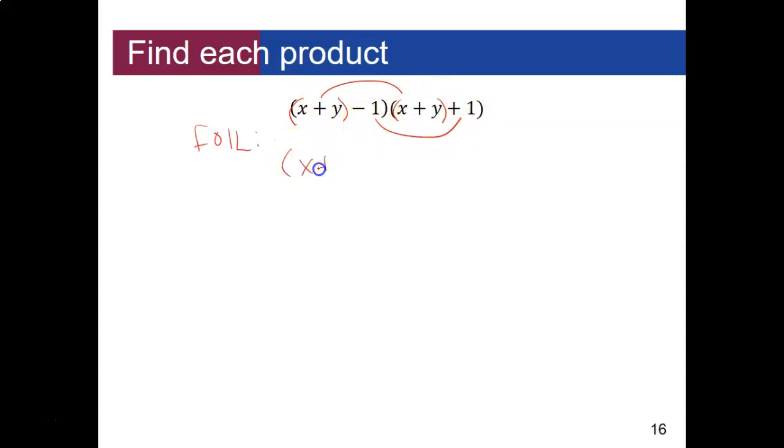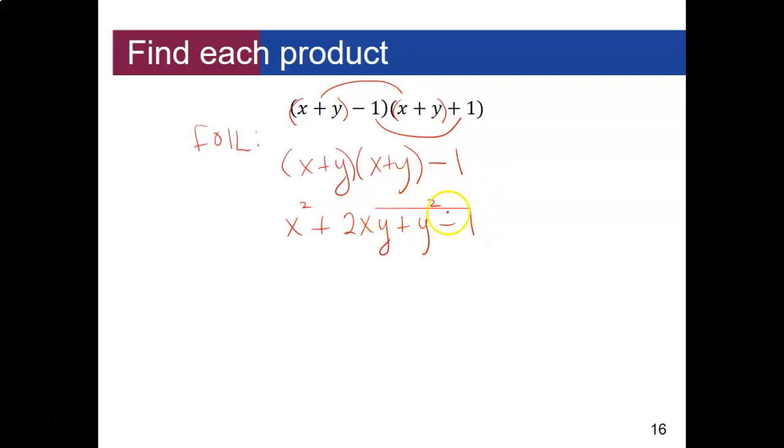So I'm going to have x plus y times x plus y. Inner and outer cancel, and then I'm going to have -1 times +1 will give me -1. I can fold this out quickly, so x squared plus, and this is actually one of those other special formulas as well. If you've got identical binomials, you're going to end up with 2xy plus y squared minus 1. And just ignore this line that printed across there. So x squared plus 2xy plus y squared minus 1.